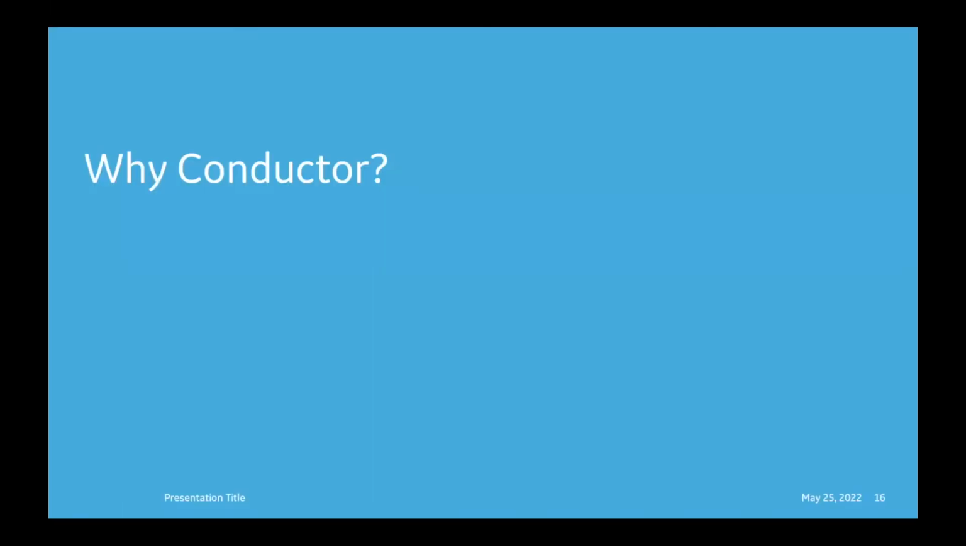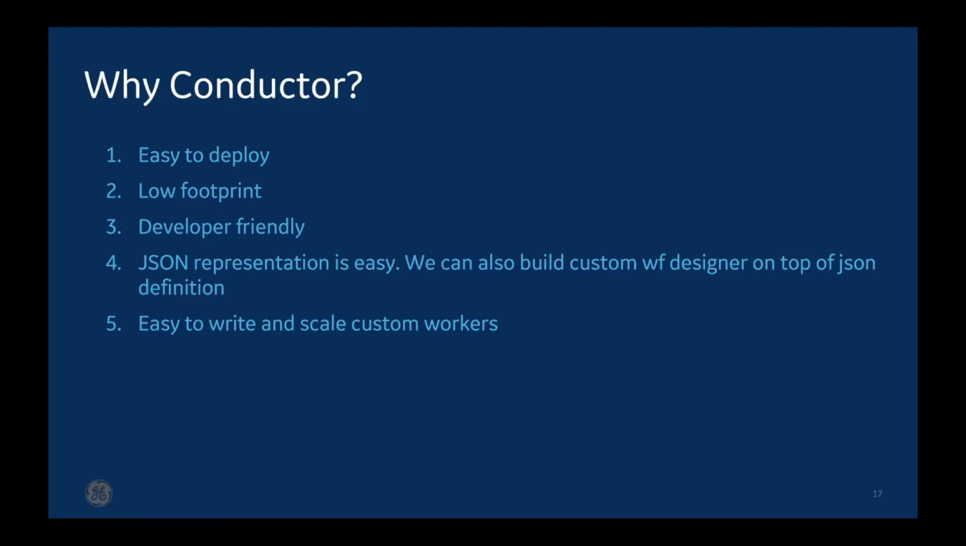Then we went for Conductor, right? Why Conductor? Conductor is very easy to deploy. It's just a Java application, so the bare minimum that you have in Conductor, without any JVM optimizations or anything like that, is around 400 MB or so. And even when you put a huge amount of load on Conductor, you don't see memory growing. So that's a low footprint and very easy to deploy.